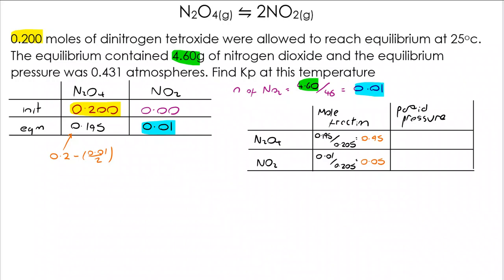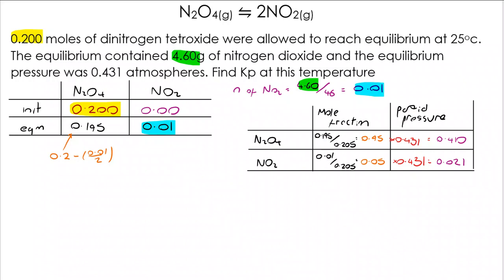They add up to 1. Quick check, I'm on the right track. And then I need to work out my partial pressures. I am going to multiply both of them by the total pressure, 0.431 atmospheres, giving me 0.410 and 0.021. Again, a quick check. They add up to the total pressure, 0.431 atmospheres.